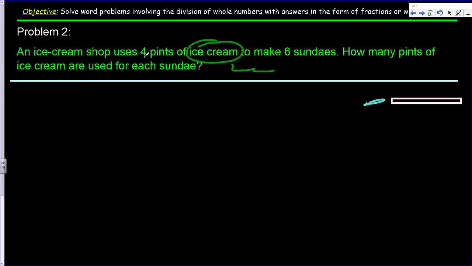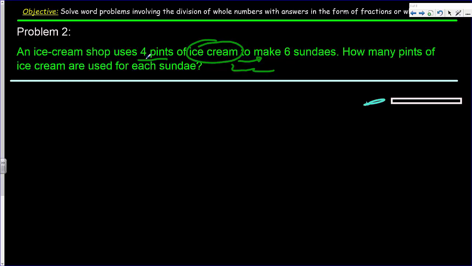An ice cream shop uses 4 pints of ice cream to make 6 sundaes. How many pints of ice cream are used for each sundae? Again, when we're solving these problems, they're always looking at this total amount. We're trying to make something and there's an equalness about what we're making. And then finally it asks us how much of that total amount are we using for each item, in this case each sundae. Well, let's just think this out loud for a second.